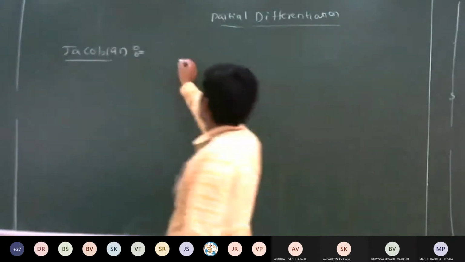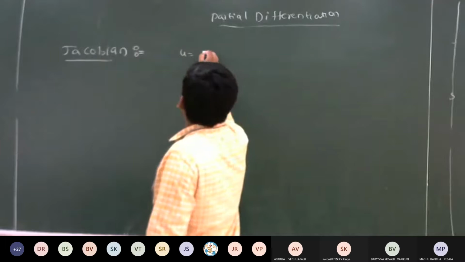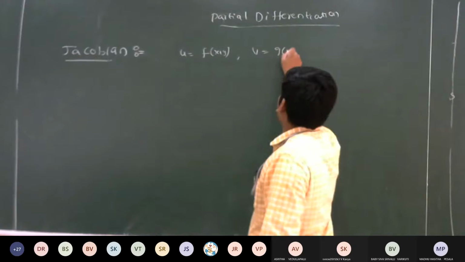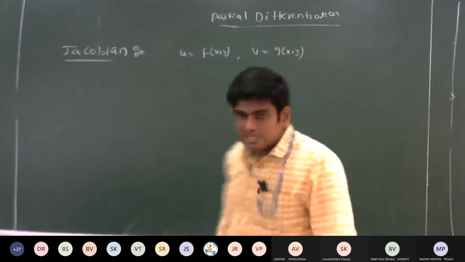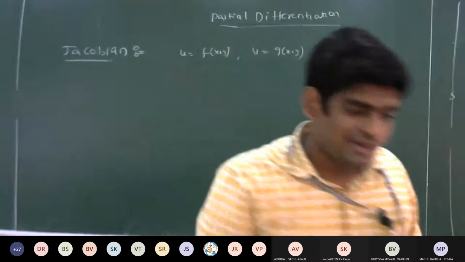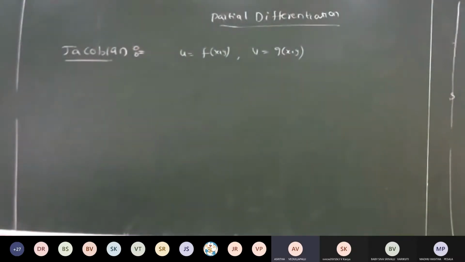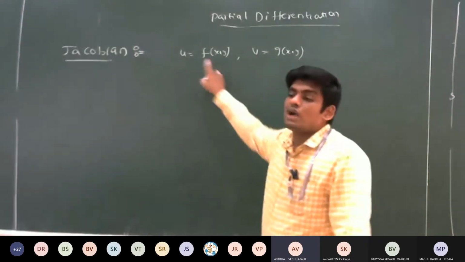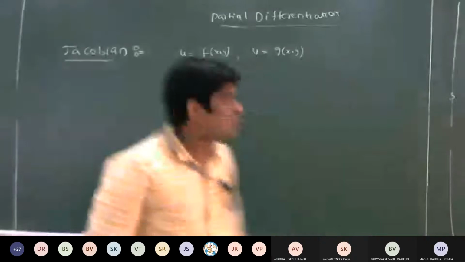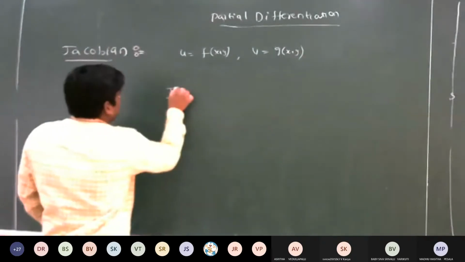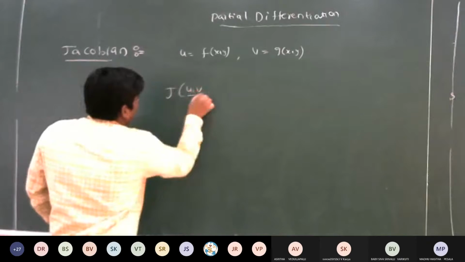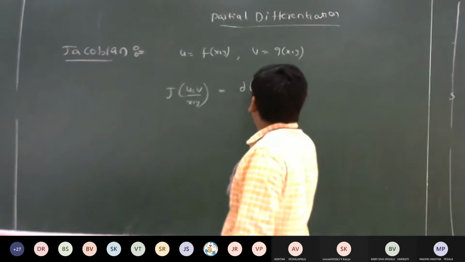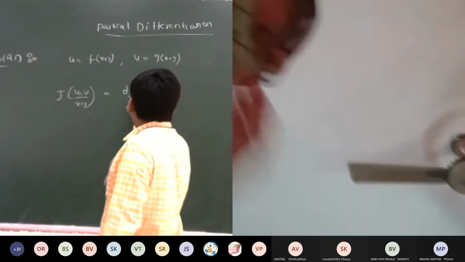First, just listen. Suppose u is a function of x comma y and v is a function of x comma y. Here, what are the dependent variables and what are the independent variables? x comma y are independent variables, and u comma v are the dependent variables. The Jacobian of u comma v is denoted by J of u comma v by x comma y. It is also written as dou of u comma v by dou of x comma y.